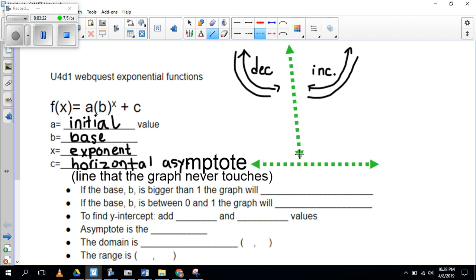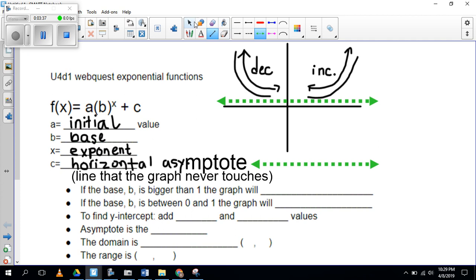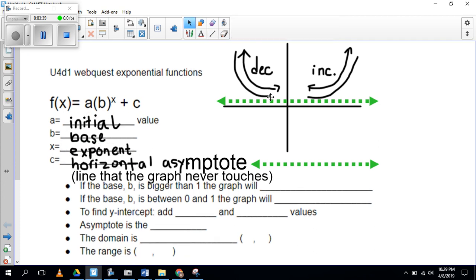So if I had a graph, let me use a different color. So if I had a graph here, and if you look here, these kind of both look really close to that 0 mark. So we'll figure out how to figure that out. But it's the line that it looks like it's about to touch, but it doesn't touch. It gets really, really close, but it doesn't touch it. Okay? Now, what do these letters mean other than initial value, base value, exponent, horizontal?